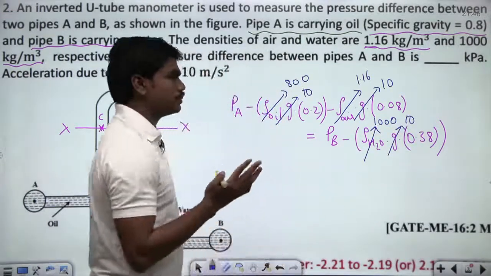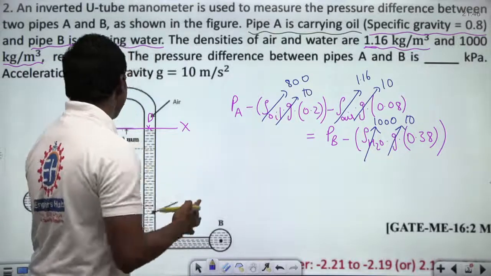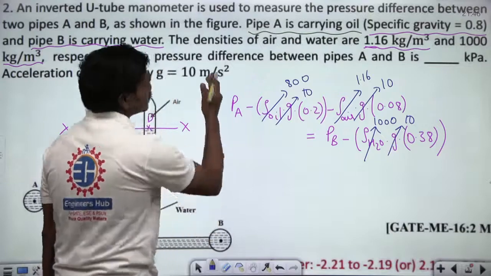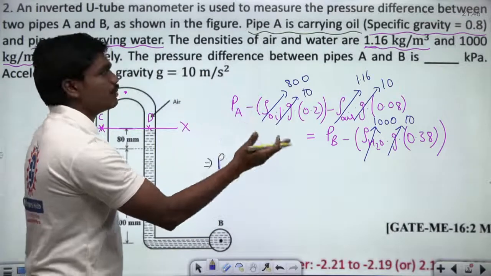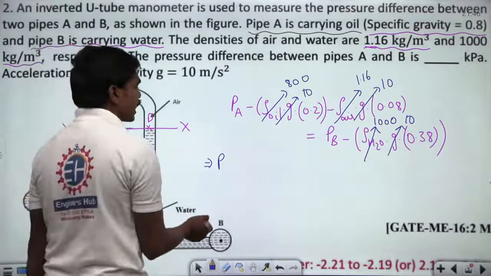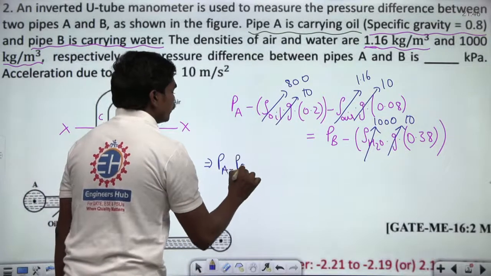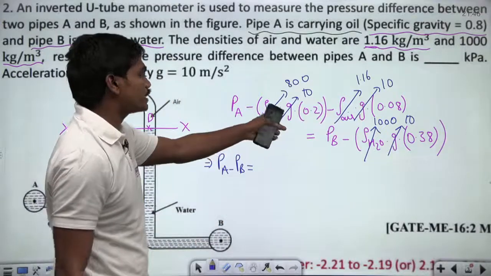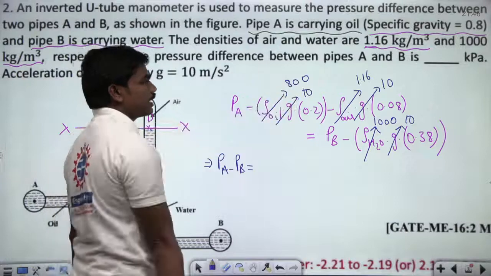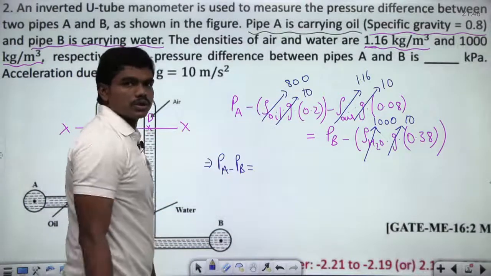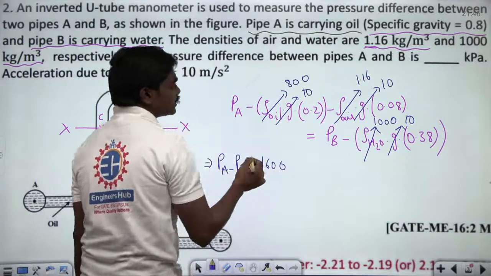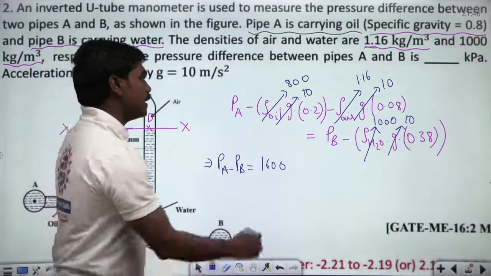So let us calculate the difference PA minus PB. In the question they didn't mention clearly PA minus PB or PB minus PA. They are asking for the pressure difference between the pipes A and B. So let us calculate PA minus PB. First of all, the density of oil into g into 0.2 will go onto the right hand side. So 800 into 10, which is 8000, into 0.2, so 1600 on the right hand side, correct?